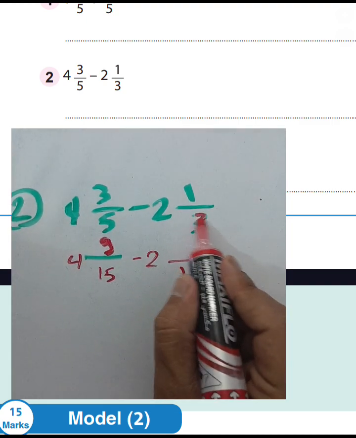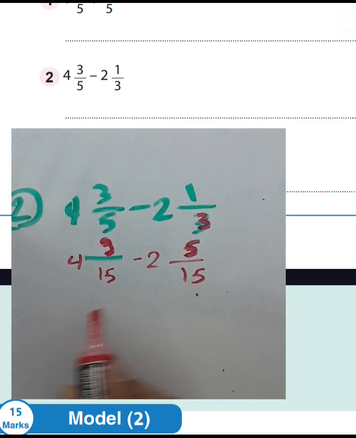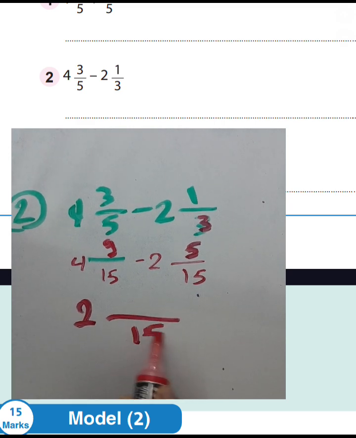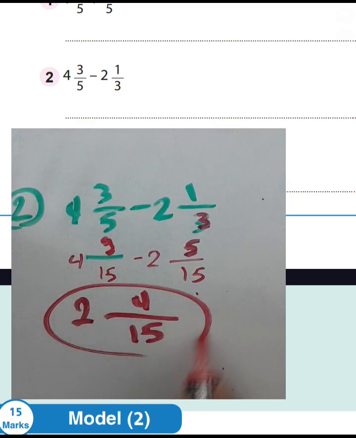3 times 5 equals 15. 1 times 5 equals 5. And 4 minus 2 equals 2. Write 15. 9 minus 5 equals 4. The result will be 2 and 4 over 15.